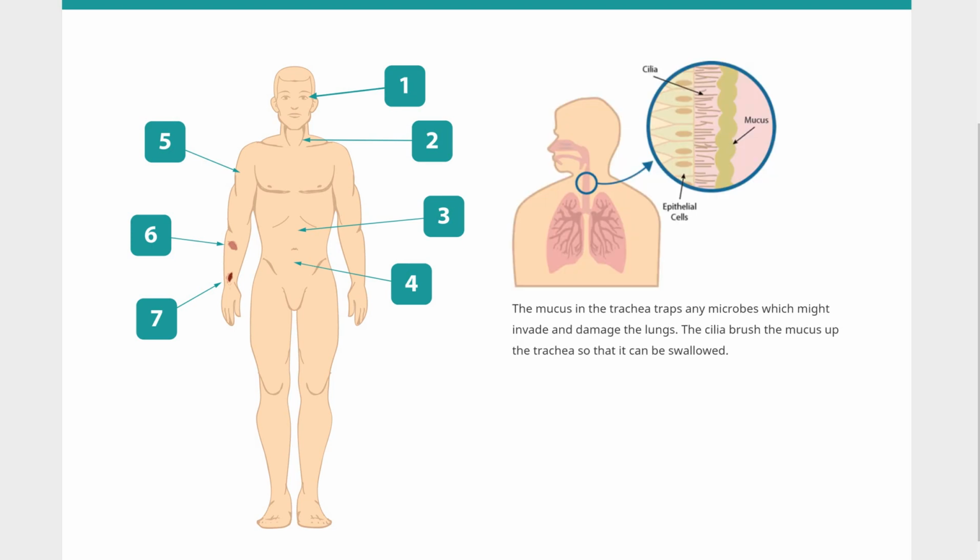For number 2, the mucus in the trachea traps any microbes which might invade and damage the lungs. So we can see the mucus sitting here on the top of the cilia, and the cilia brush this mucus up the trachea so that it can either be swallowed, and if it's swallowed, it goes into the stomach, where most of the time the acid in the stomach will destroy any microbes that are in the mucus. However, it's never a good idea to swallow the mucus that you create. Better to blow your nose and get rid of it that way. So fill that in on number 2. Pause the video.